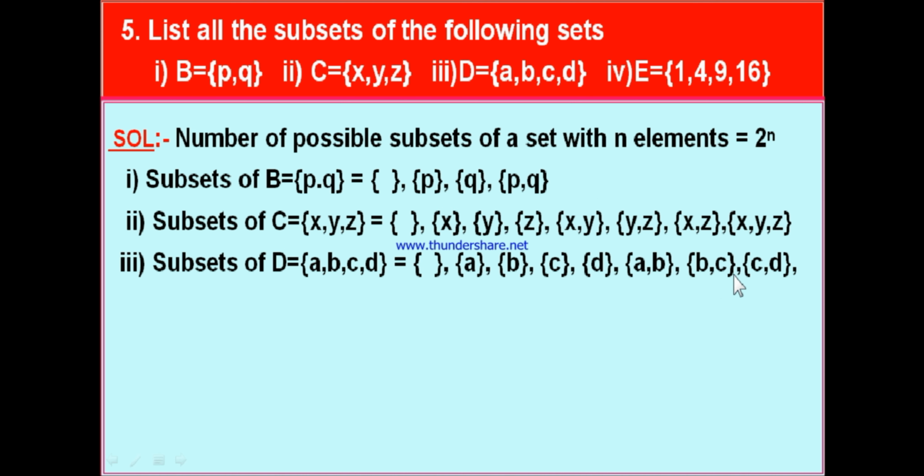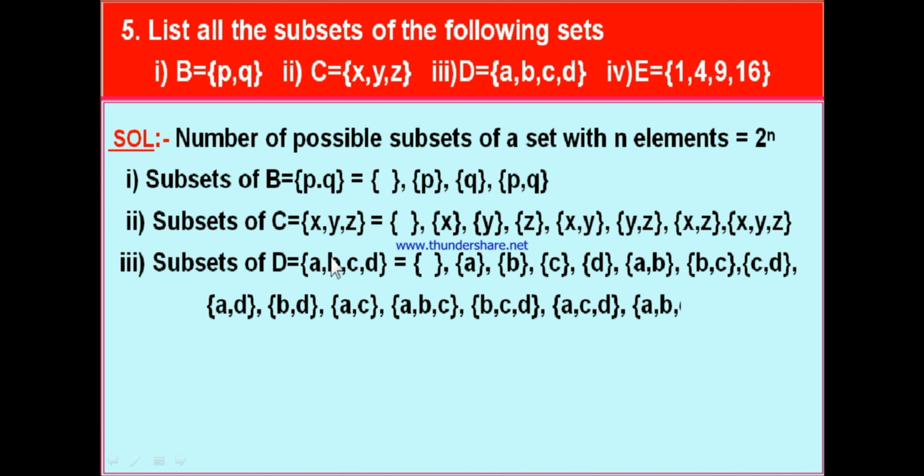Next, the different subsets with 2 elements each. Means set AB, set BC, set CD, set AD. You see, set AB, set BC, set CD, set AD. And next, set AC, set BD. After that, you wrote all the possible subsets with 2 elements each.